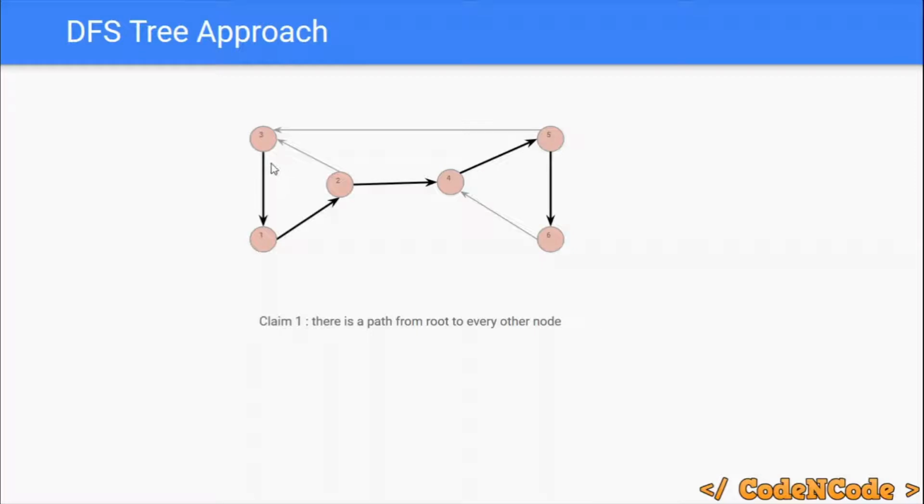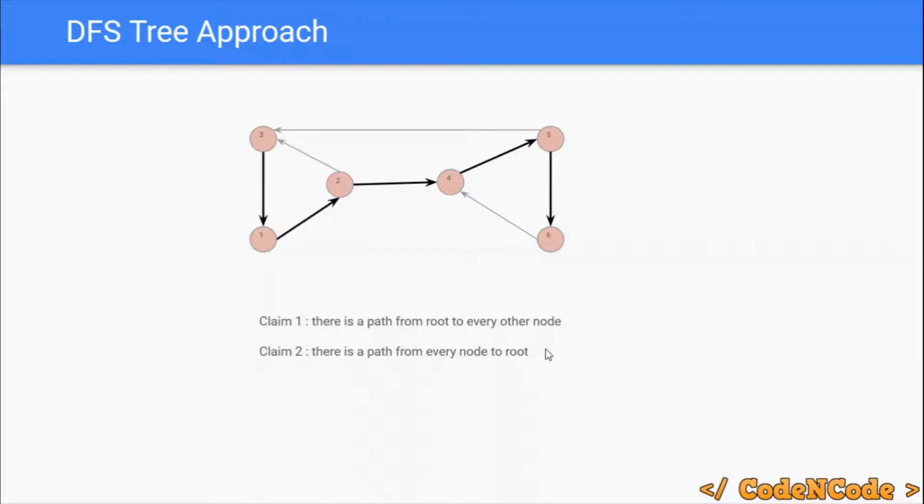So in this configuration, if we configure the edges this way, then there is a path from root to every other node. This claim is easy to make and easy to understand. Now the second one is a bit complex. It says there is a path from every node to root. Till now, claim 1 was that from the root, from 3, you can reach every other node, and we know we can reach because we started DFS from that node and found every other node. So there is a path from root to every other node.